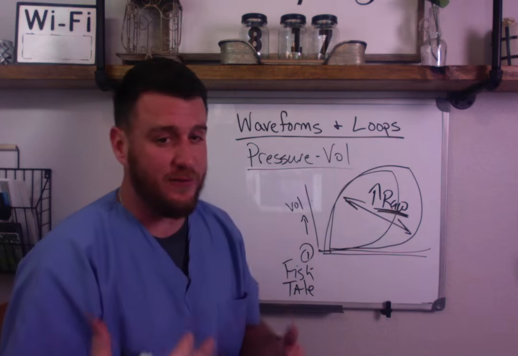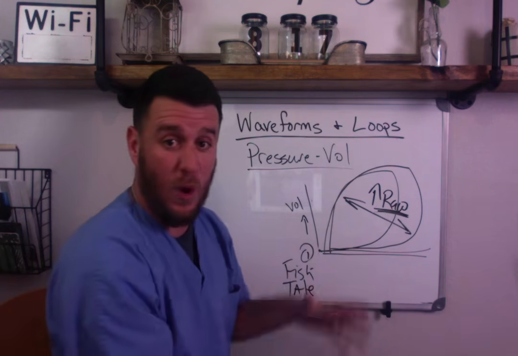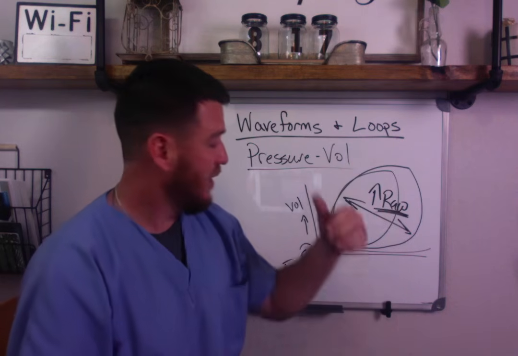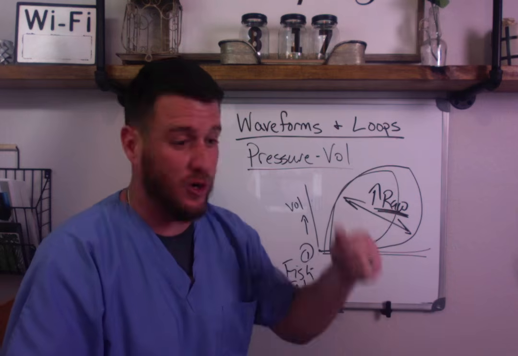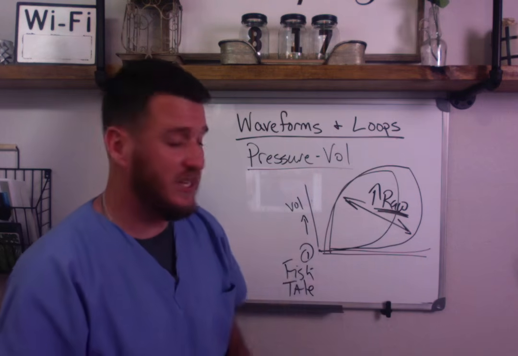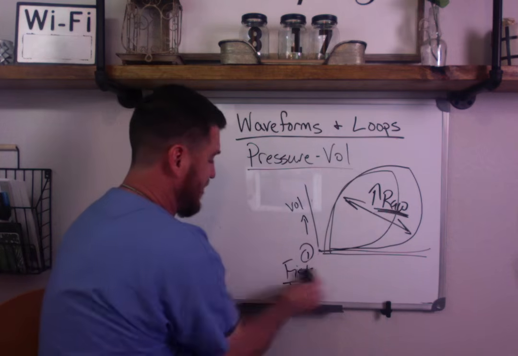So don't be shocked if your asthmatic comes in with a very wide loop, a very wide pressure volume loop. That's a direct result of an increase in airway resistance, which is going to affect your dynamic compliance. Okay? For this patient, you need to figure out why they have an increase in airway resistance. Now let me show you something cool about this.